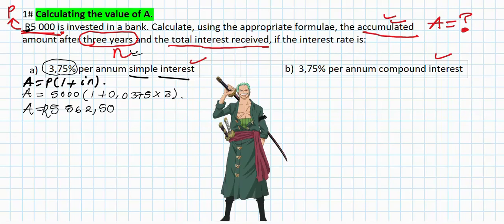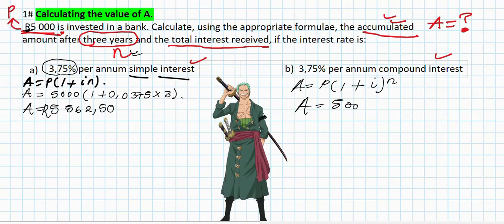So now they want us to calculate the same scenario with the same interest rate, but now it's compound. The first thing to do there, you're going to say A is equal to P into 1 plus i raised to n, right? And then your accumulated amount will be equal to, how much is the principal? It's 5,000. We have 1 plus, my interest is how much? 0,0375 raised to 3 years, right? And then how much do I get for that?